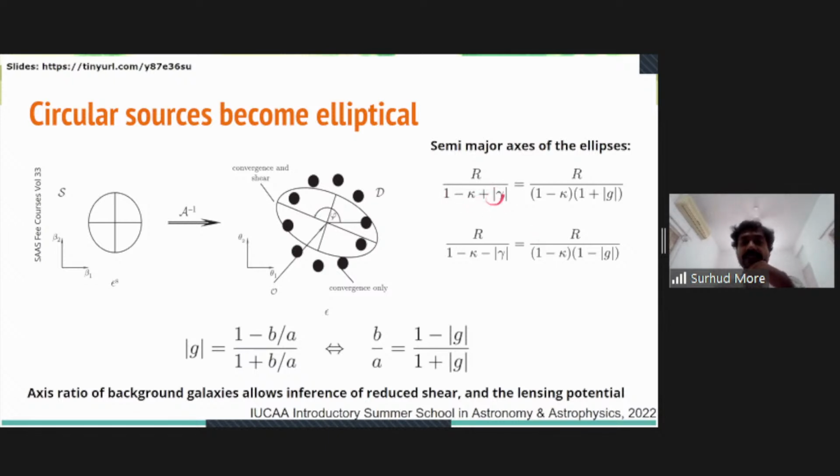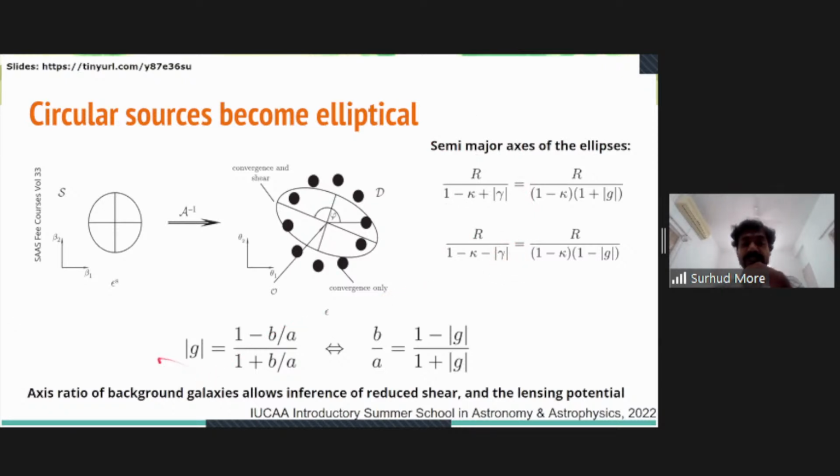And this mod gamma is nothing but the modulus of the complex number that we defined before, right? So it is gamma 1 plus i gamma 2, and so mod gamma is the square root of gamma 1 squared plus gamma 2 squared. Right? So now we know, if you know the magnitude of the shear, what the axis ratios will be. If you have a source which is circular, it will get mapped into an ellipse, and the ellipse's axis ratios will depend upon this value of mod gamma.